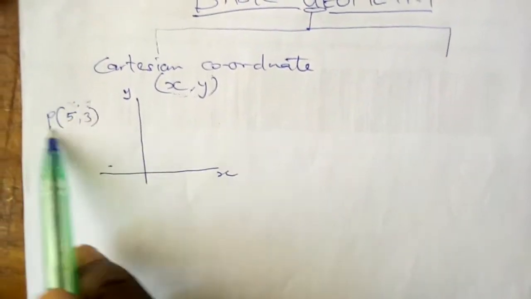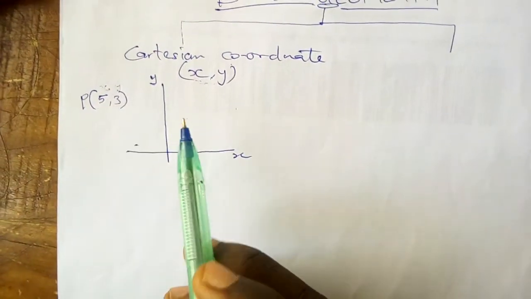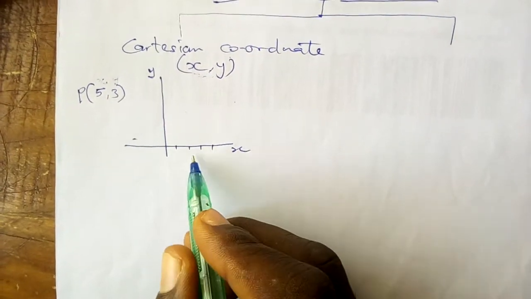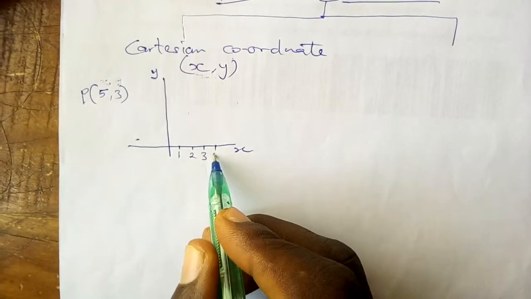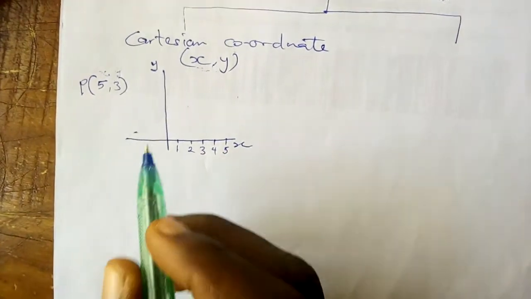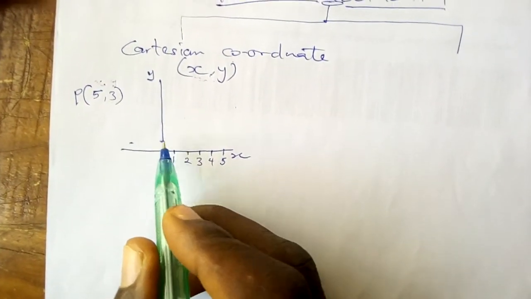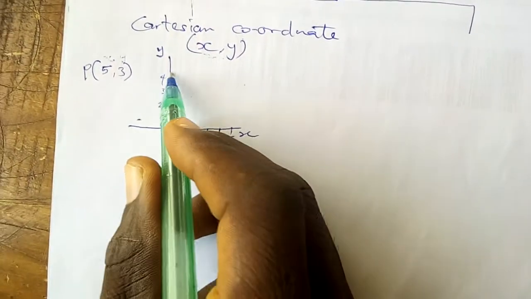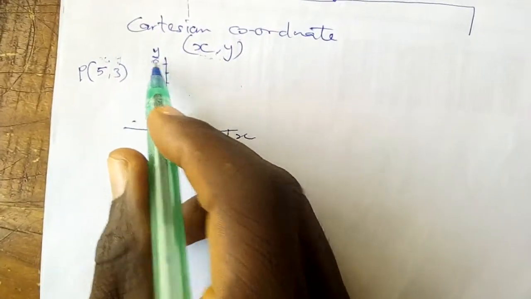For me to locate this point on the graph, I will trace my point. So you can draw your scaling. Don't mind our scaling here, it's just so hard, but you will understand what we are trying to pass across. Then you can draw the other scaling for your y-axis. It should be 1, 2, 3, 4, 5, and 6, like that.